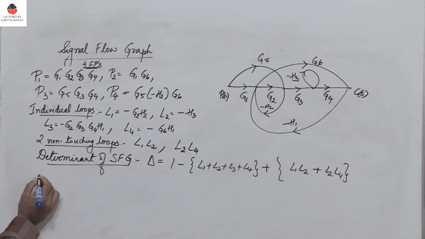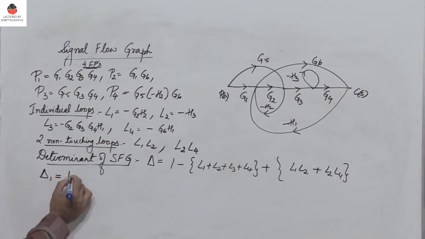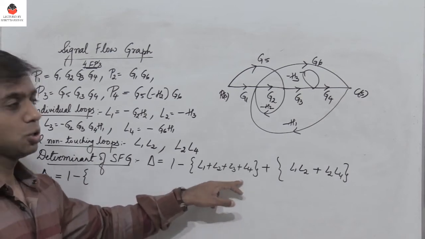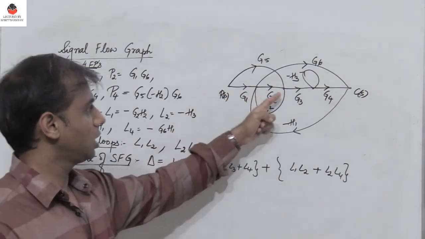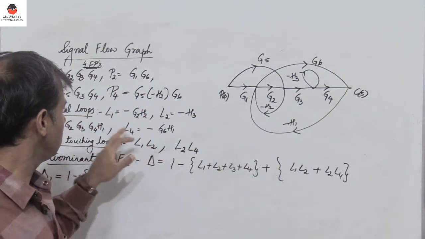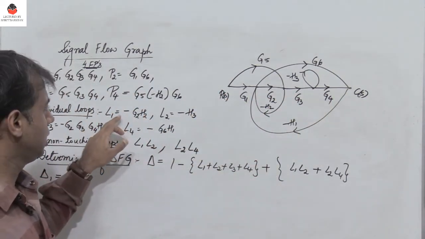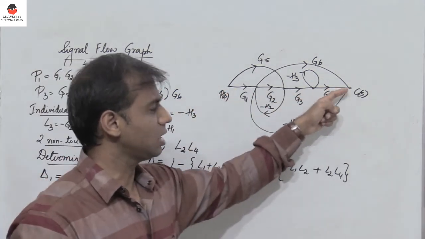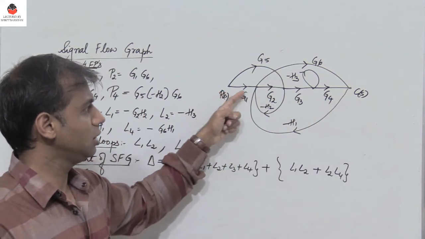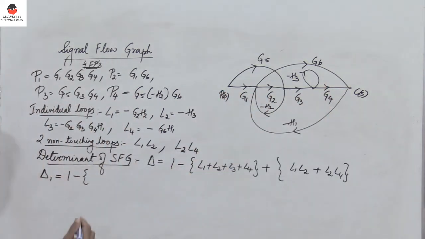Right? So what is delta 1? Delta 1 equals 1 minus all the loops which do not touch the forward path 1. So this is the forward path 1. We find that all the individual loops, either L1, L3, L2 and L4, definitely touch one of the nodes in the forward path. So it is 1 minus 0, so it is 1.